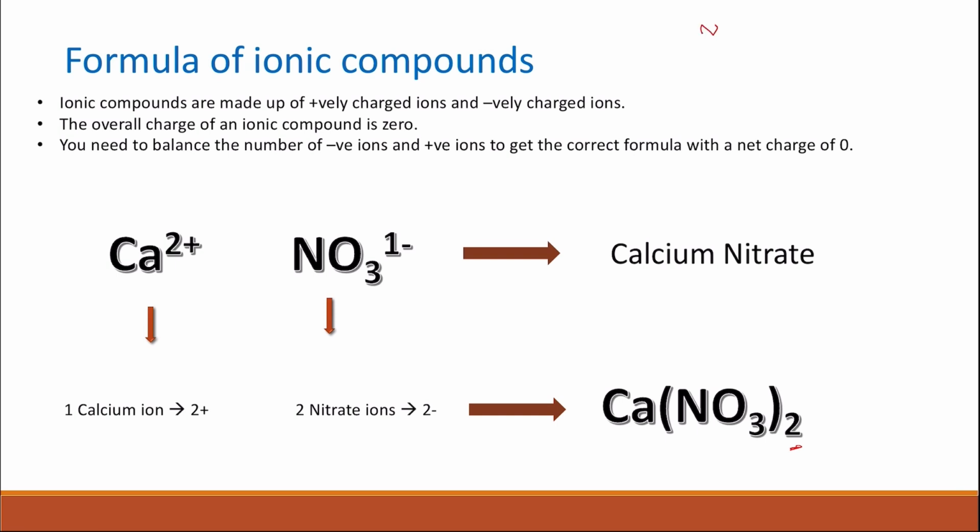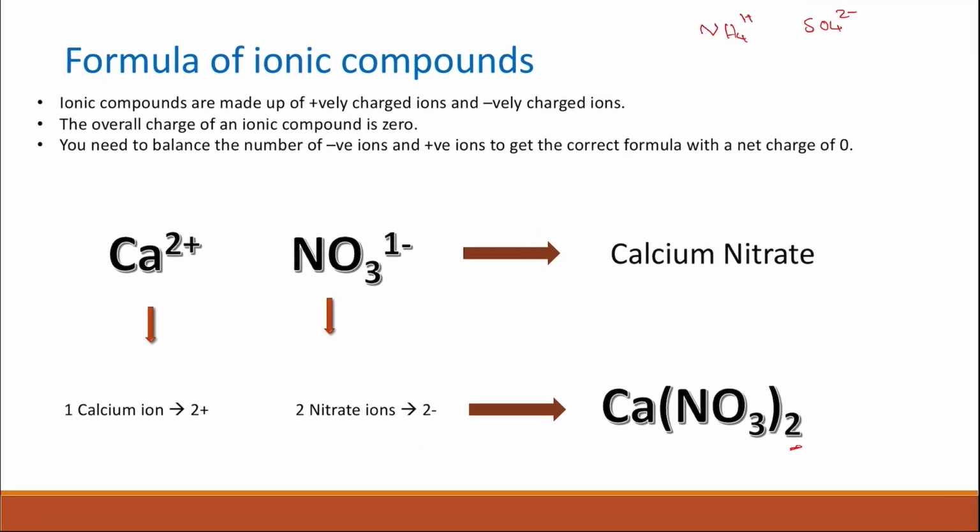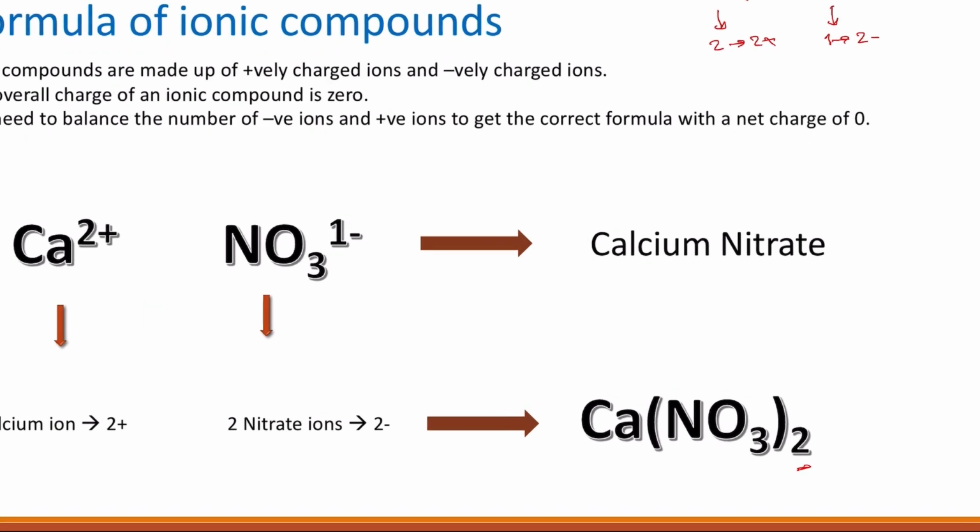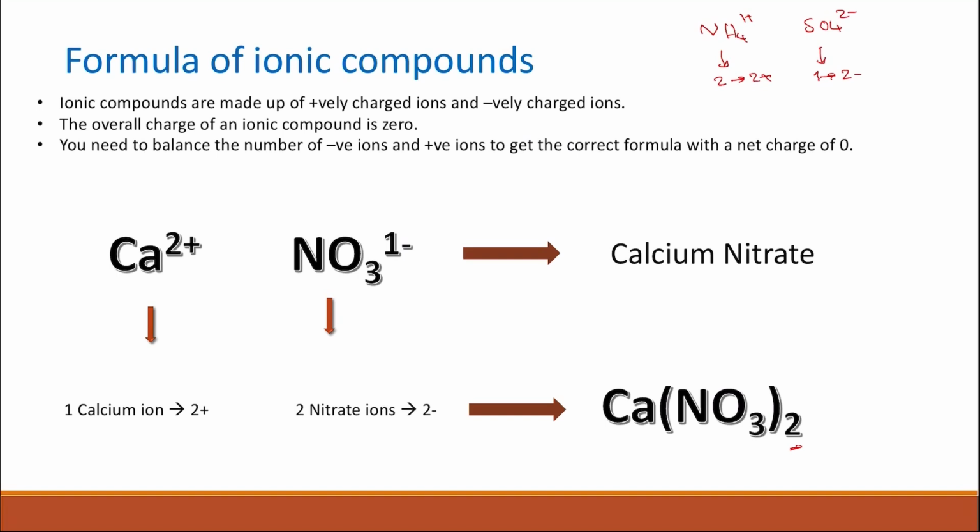What about something like ammonium sulfate? You have the ammonium ion, and we know that ammonium has 1+, and the sulfate has 2-. So in this case, we would need 2 of the ammonium, so they can have 2+, and only 1 of the sulfate to have the 2-. So when you write ammonium sulfate, you write ammonium in brackets with a 2, because we need 2 of the ammonium, and then sulfate, just 1 of the sulfate, in order for the compound to have a net charge of 0.